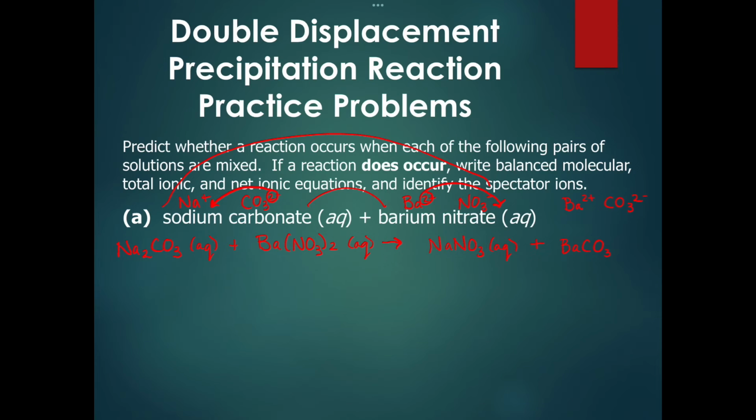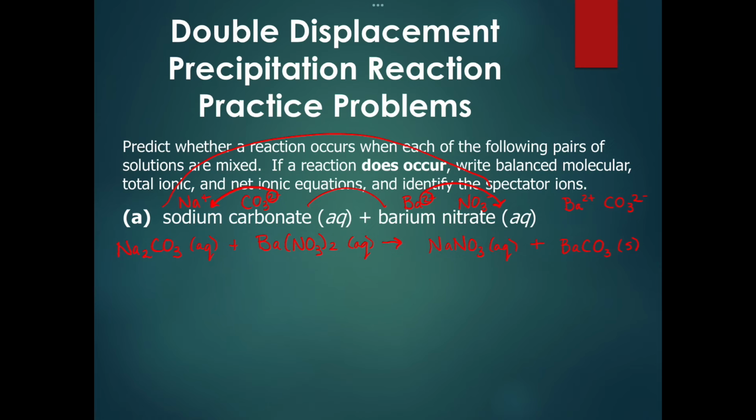BaCO3. So this is one that we would need to go look up because it doesn't contain any ions that we needed to memorize. If you look up barium carbonate, you will see an I, which tells you it's insoluble and therefore makes a solid in solution.